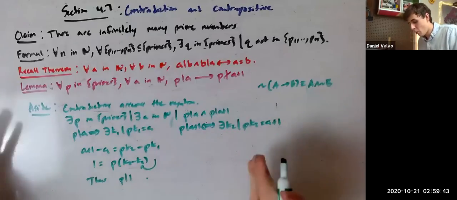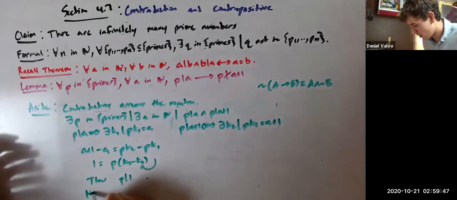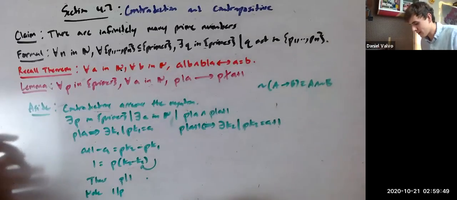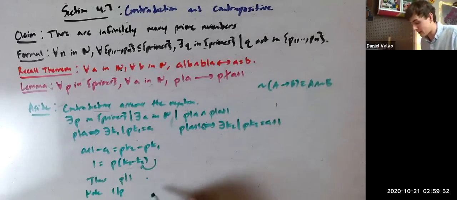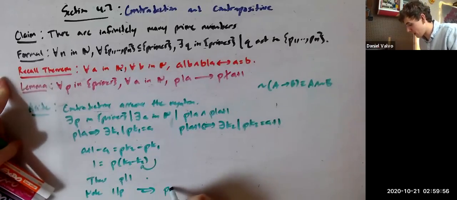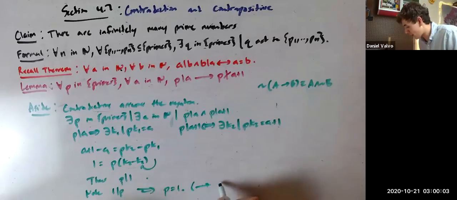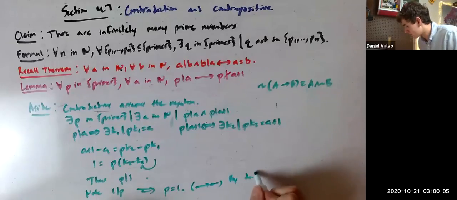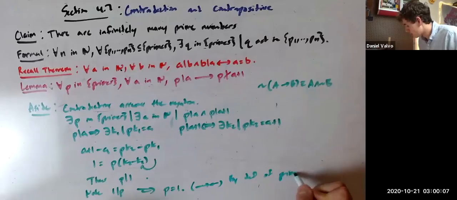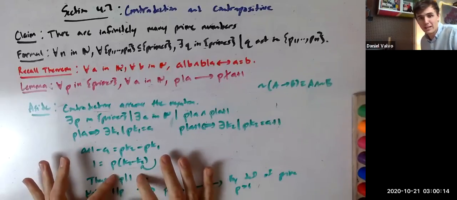P can't divide 1. Why can't P divide 1? It's not immediately obvious, but because P is a natural number, note 1 divides P. So if P divides 1 and 1 divides P, thus we get from our theorem here that P equals 1. And P can't be 1 because by definition of prime, P is greater than 1.